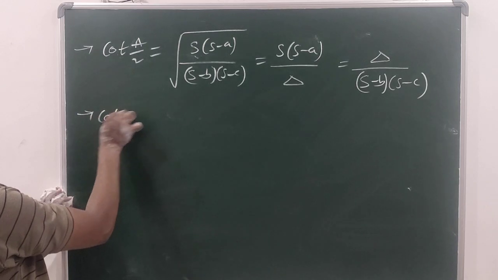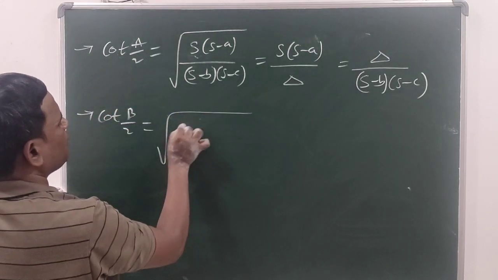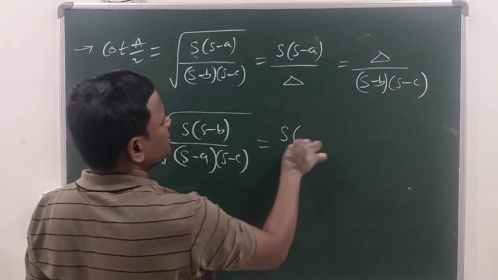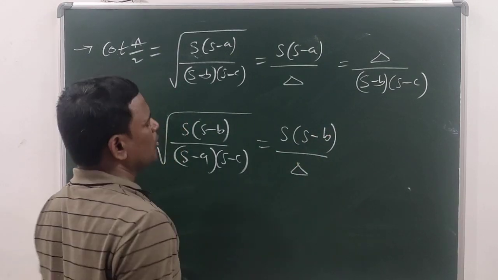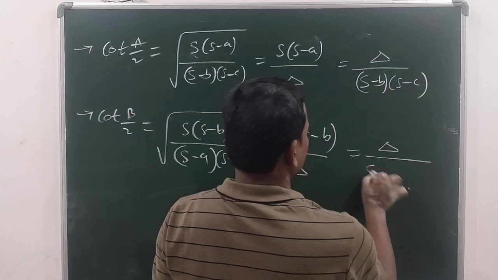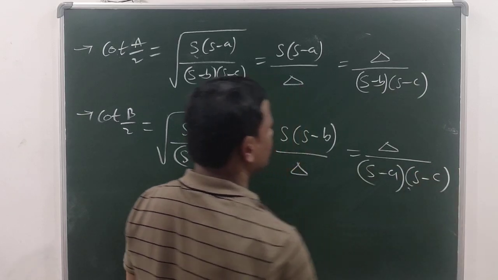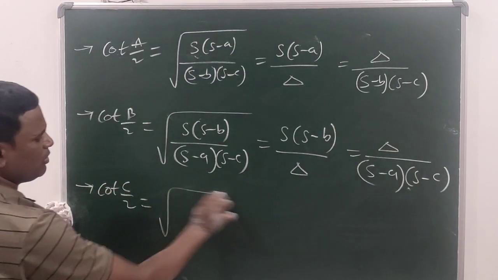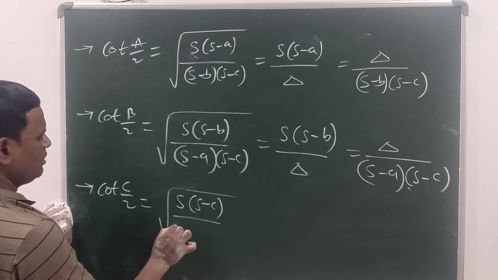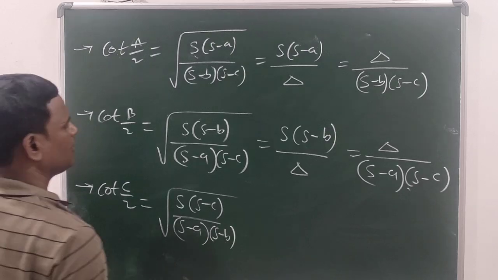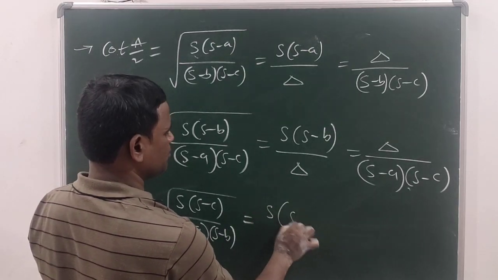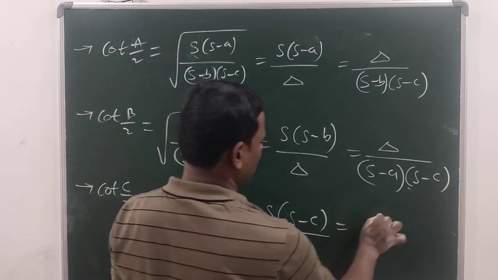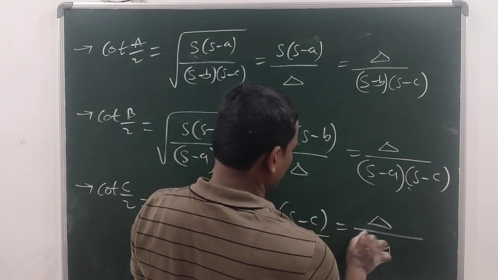Similarly, cot B by 2 is equal to square root of S into S minus B by S minus A, S minus C, which is equal to S into S minus B by delta, and delta by S minus A, S minus C. Similarly, cot C by 2 is square root of S into S minus C by S minus A into S minus B, which is equal to S into S minus C by delta, and which is equal to delta by S minus A into S minus B.